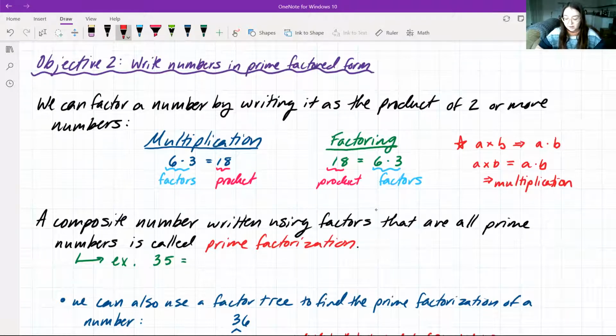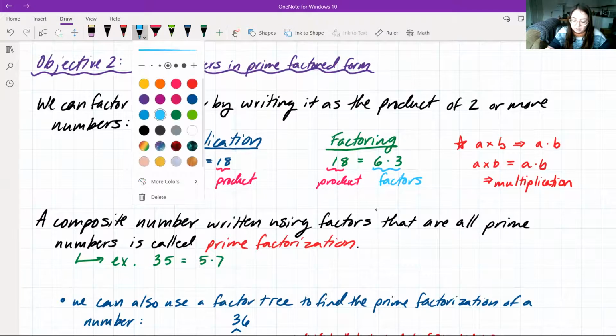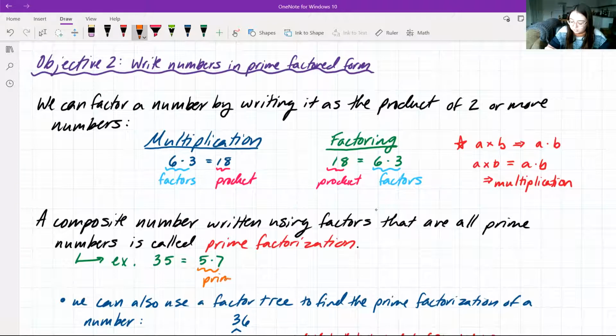Then a composite number written using factors that are all prime numbers is called prime factorization. So, for example, if we have the number 35, we want to find the factors of 35 that would end up giving us only prime numbers. The factors of 35 are 1 and 35, but we want values other than that. The only other factors of 35 are 5 and 7, both of which are prime numbers. So we can write 35 is equal to 5 times 7. Both of these already happen to be prime numbers, so they're prime factors. So writing 35 as 5 times 7 is its prime factorization.